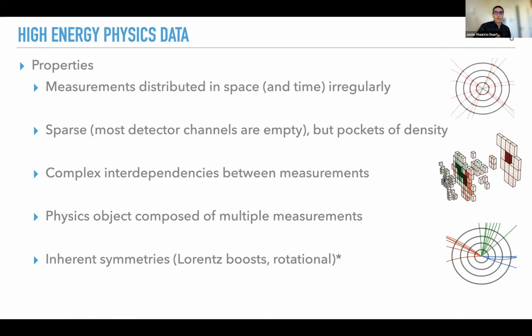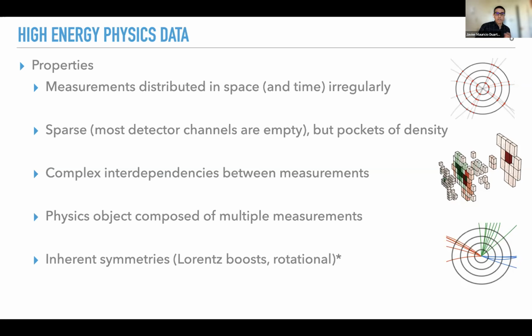And so, okay, why are we thinking about graph structured data? The reason is that it's a natural choice for high energy physics data. The properties of this data are that its measurements are distributed in space and time somewhat irregularly. Overall, the events are usually sparse. Most detector channels are empty, but there are pockets of very, very high density. So we have to consider both the fact that it's very granular, where you need a lot of detail, but it's also mostly empty. So basically gridding it up and using voxels is not always the best option.